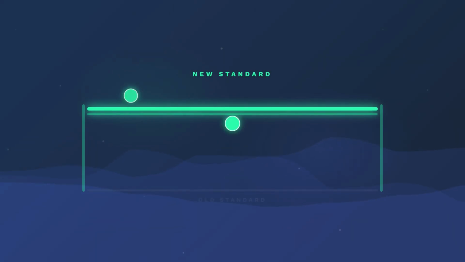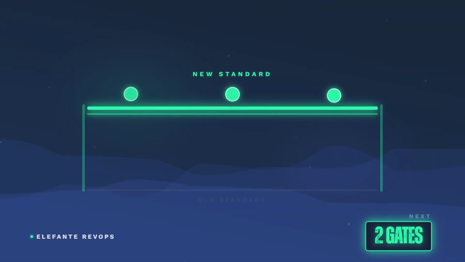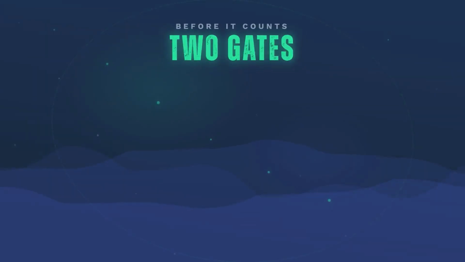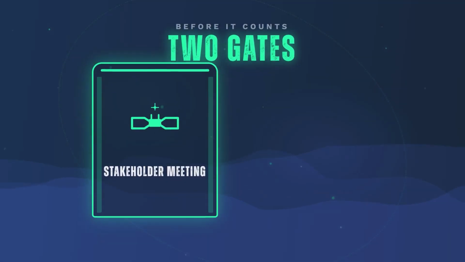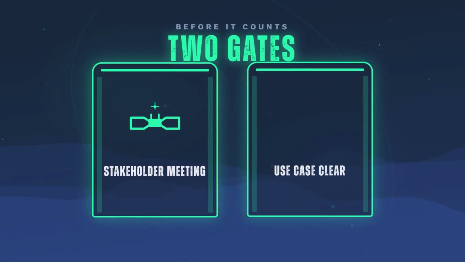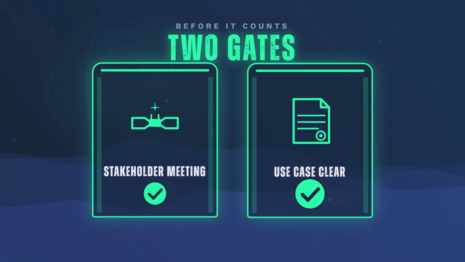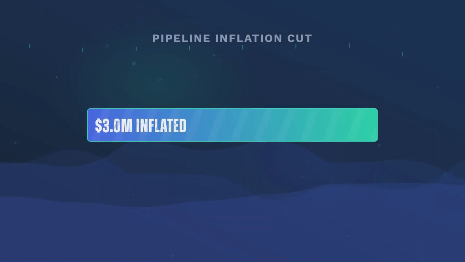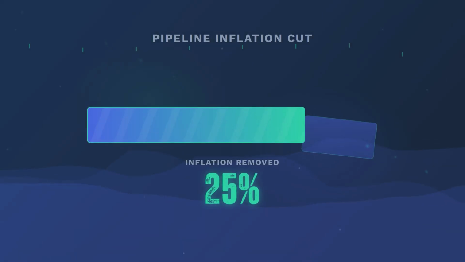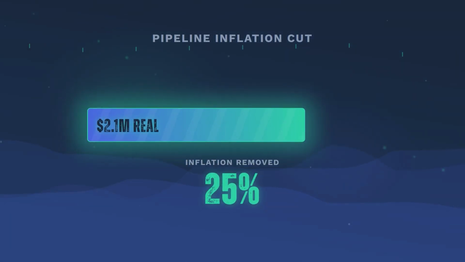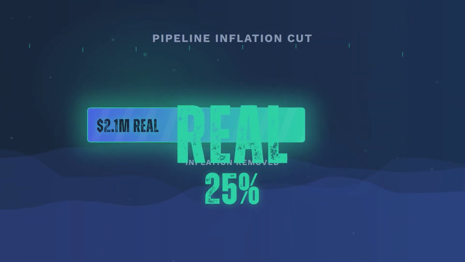The fix is to raise the bar for when something becomes a deal. In your pipeline at Elefante RevOps, we recommend a 2-gate system. Gate 1, confirmed stakeholder meeting, not a first call, but a structured conversation with decision-making power or influence. Gate 2, clear business problem or use case articulated. Until both those exist, it's not an opportunity, it's a lead, it's a prospect, but it's not in your pipeline forecast. This alone, raising your bar for pipeline entry, typically reduces pipeline inflation by 20 to 30% right out the gate. But more importantly, it means your pipeline number actually reflects real opportunities.